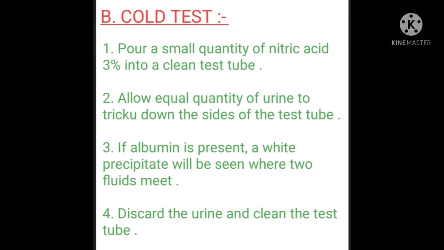In cold test, pour a small quantity of nitric acid 3% into a clean test tube. Allow an equal quantity of urine to trickle down the sides of the test tube. If albumin is present, a white precipitate will be seen where the two fluids meet. Then discard the urine and clean the test tube.